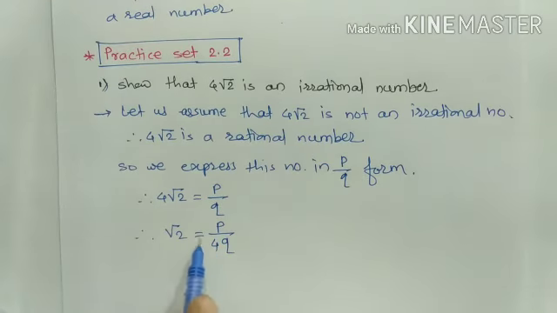Now in this equation the LHS, root 2, is an irrational number, and RHS, P upon Q, is a rational number. We divide this by 4, this 4 is also a rational number. That's why this whole number, that is P upon 4Q, is a rational number. It means that in this equation the LHS is an irrational number, and in the RHS it is a rational number, and that's why it occurs the contradiction.